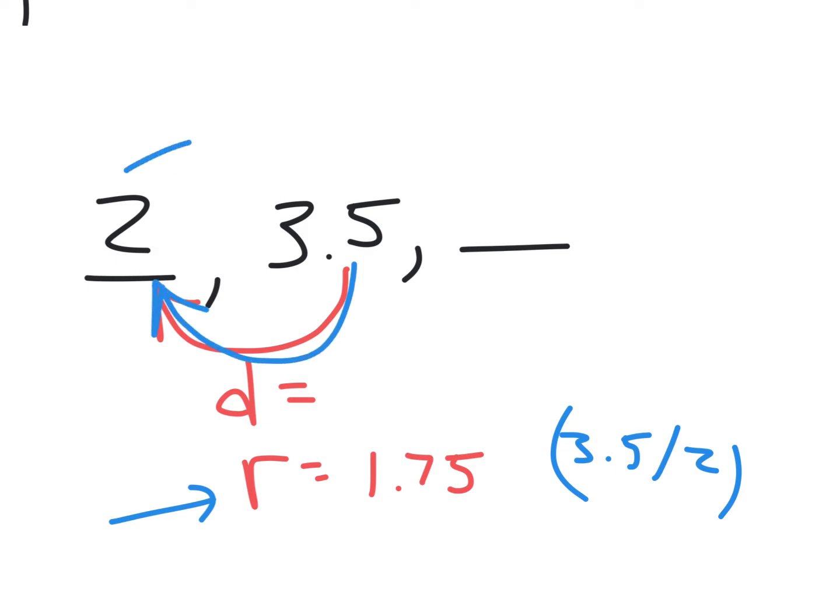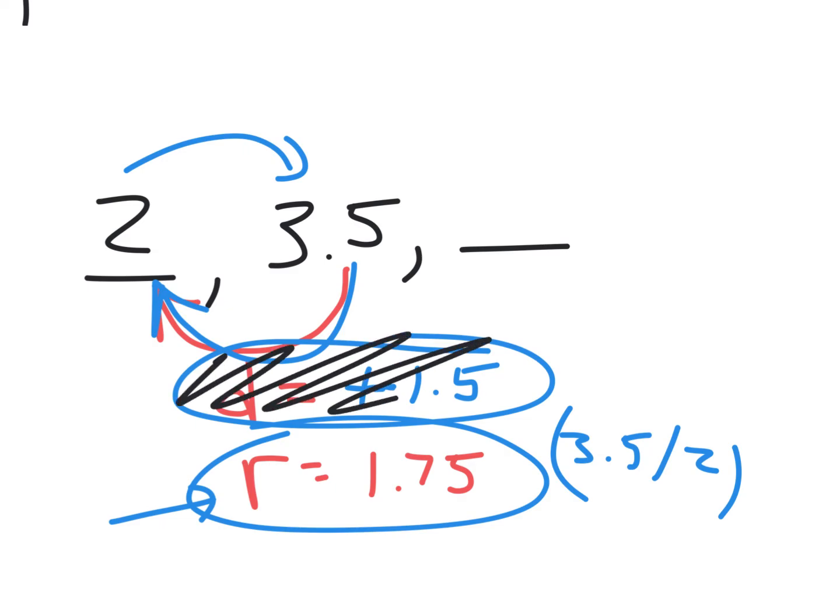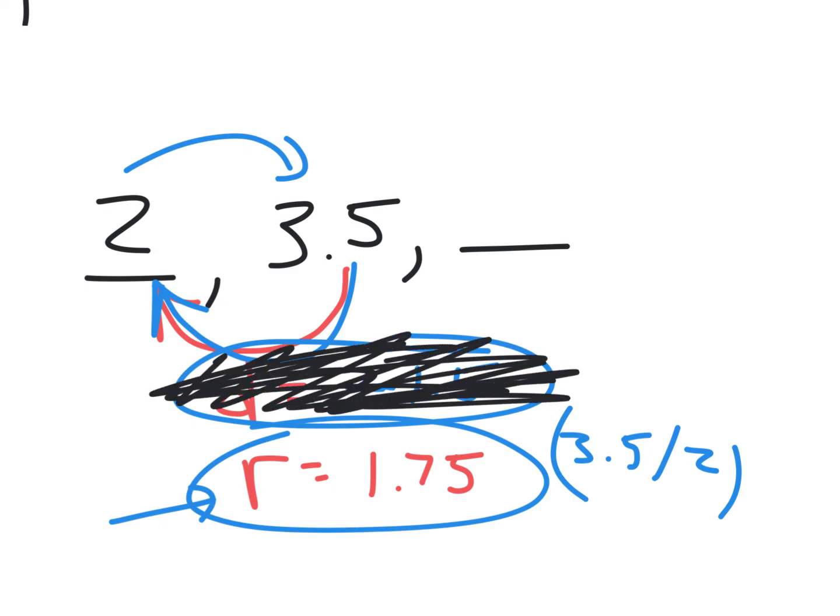The difference, that's really easy. You just think to yourself, what could I add? And you could add 1.5. If it was a difference, it was adding 1.5. If it was a ratio, it was 1.75. Does that make sense to you? Okay, now I'm going to say it was definitely the R one. It was a common ratio.